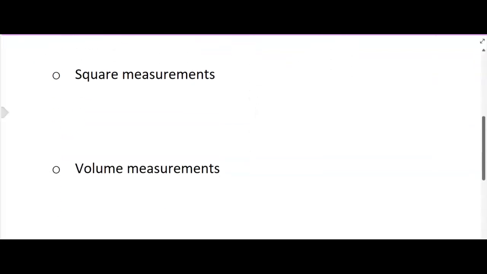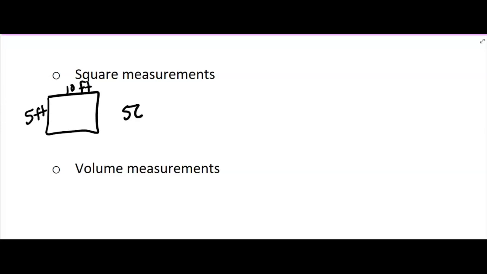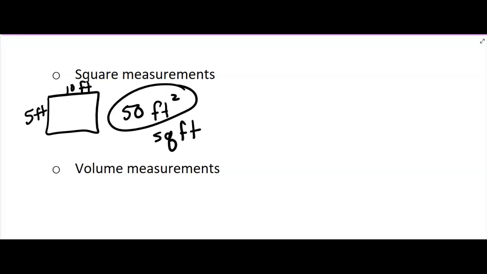Okay, then you have square measurements. Say you're going to put carpet down and you have a room that's 5 feet by, I don't know, 10 feet. So we say that's 50 feet squared or square feet, okay? Sometimes you'll see it written SQFT, but your book is going to use that exponent notation. It doesn't mean you square the 50. It's a unit of measure. It's square feet. That's how you're measuring something.